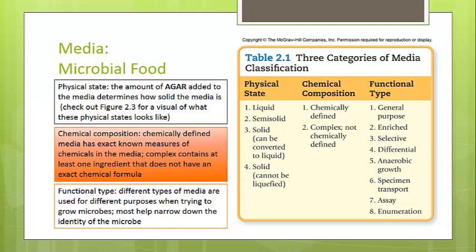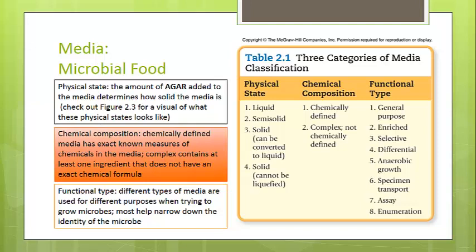So I just mentioned a couple of physical states of media on the previous slide. I was talking about how microbial growth manifests as cloudiness in a liquid media and how it looks like colonies on a solid media. So let's talk a little more about those different physical states. The physical state has a lot to do with the amount of agar that is added to the media. And so agar is a solidifying agent. Agar is a very important term, by the way, so you need to make sure you know that. How much agar is in it determines how solid the media is.